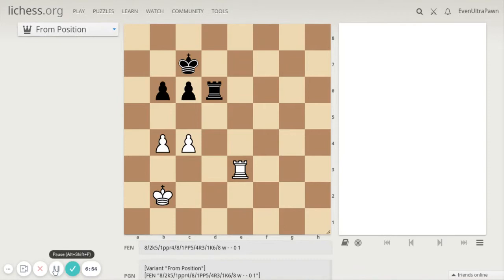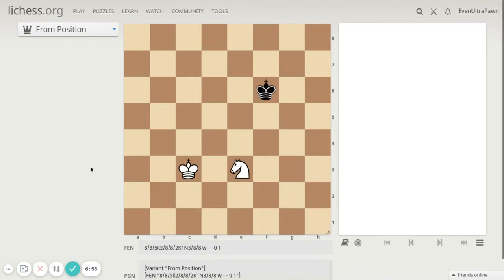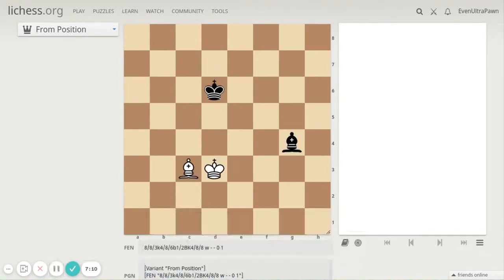Okay, next way to draw a game. This is insufficient checkmating material. White doesn't have enough pieces to checkmate. Knight and king versus king can't checkmate, so it's a draw. The 5th and final draw is very complicated. It's called the 50 move rule.